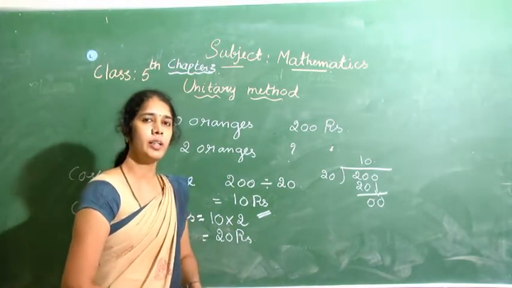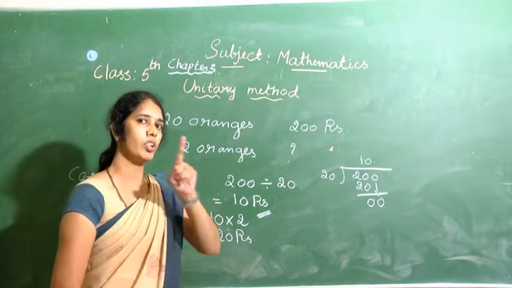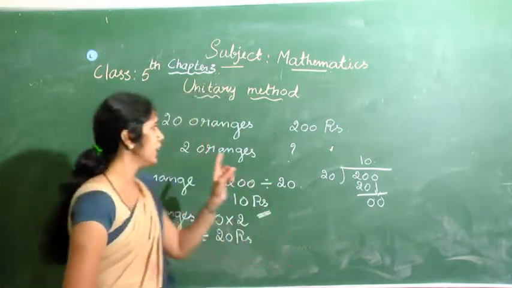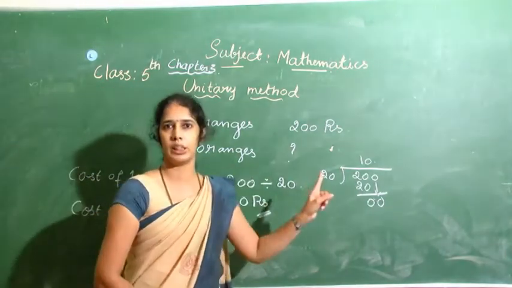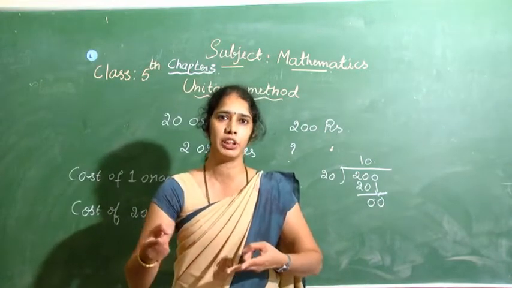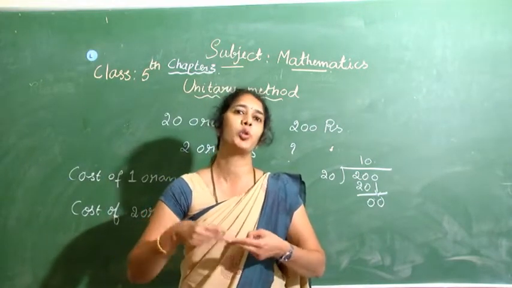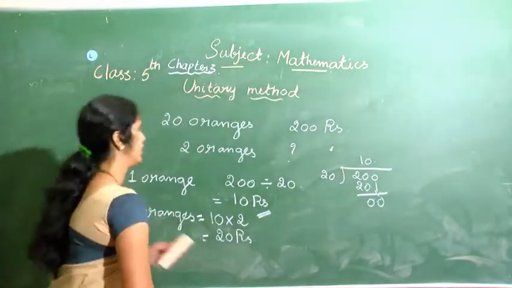Remember, students, this we call the unitary method. It means first we have to find the cost of 1 orange, then we find the cost of the required oranges, that is 2 oranges. Here there will be 2 steps. In the first step we do division. After that we do multiplication. We will move on to exercise sums.